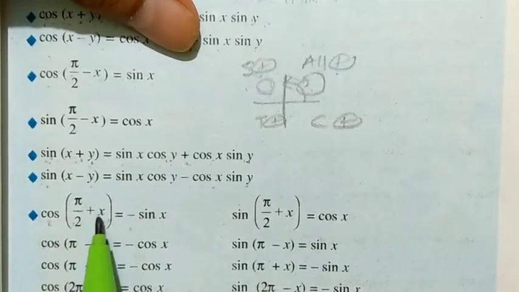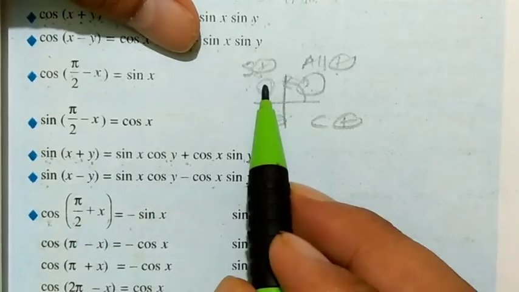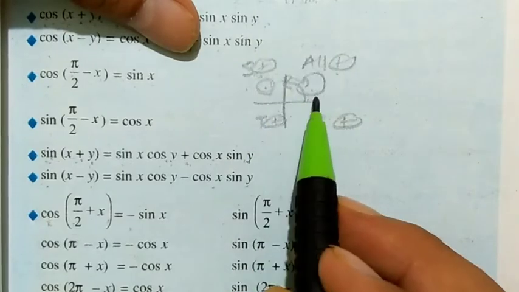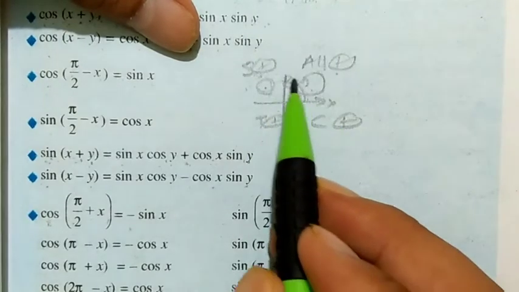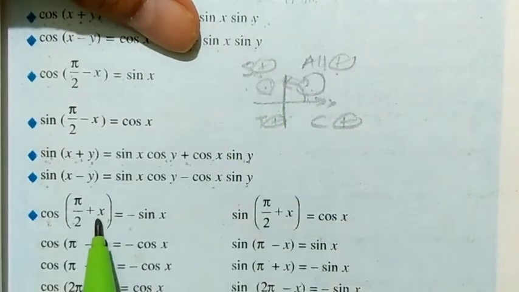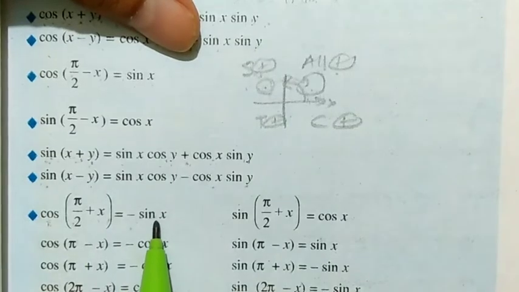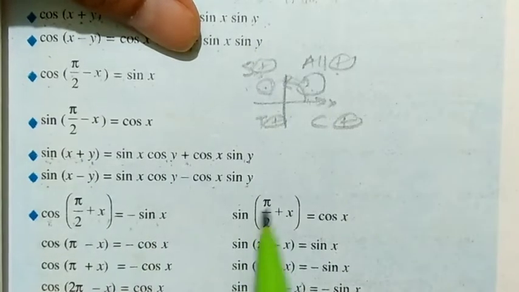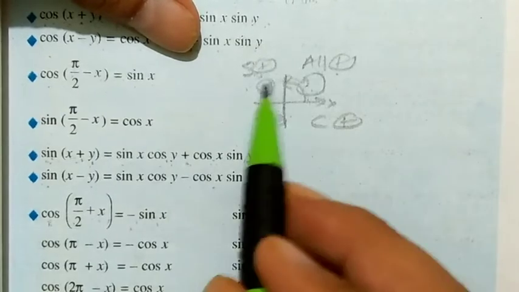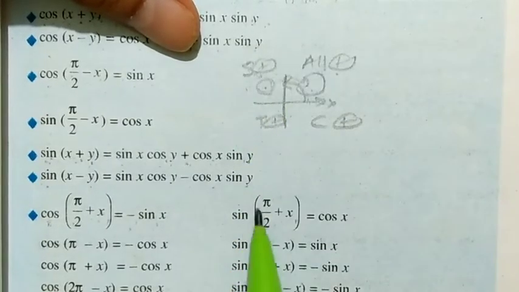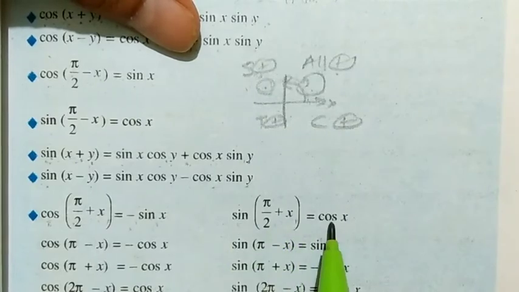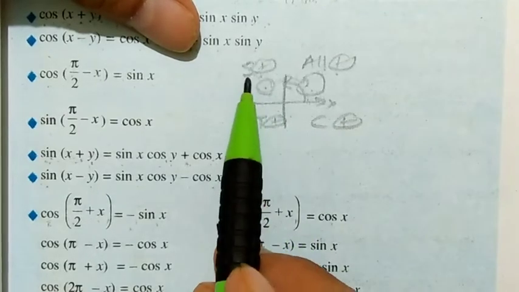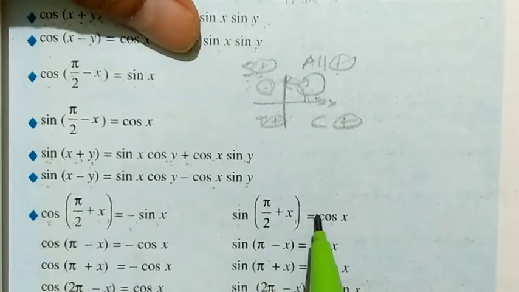Okay, and pi by 2 plus x is in the second quadrant, because it comes from here. This is the x-axis. This is the second quadrant. So from the second quadrant we are getting minus of sine x. Similarly, sine of pi by 2 plus x. Pi by 2 plus x means second quadrant, but the name changes. Sine becomes cos, and sine is positive here, so plus of cos x.